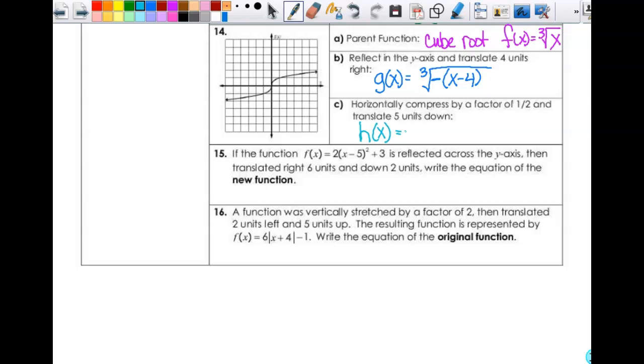Okay, so I have two things going on here. I have a horizontal compression and a translate 5 units down. Horizontal compression is going to be inside because it affects x. Translate down is going to be outside the cube root. Now, that horizontal compression, x lies. So if it's a horizontal compression by 1/2, 1/2's not what goes in there, it's 2, right? So I have h of x equals the cube root, not 1/2, but 2 times x, and that's the only thing that needs to be under the cube root. And then I translate 5 units down, outside the cube root is going to be minus 5.